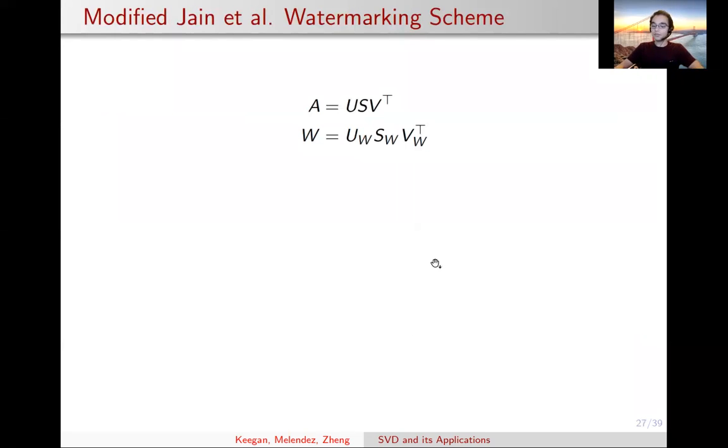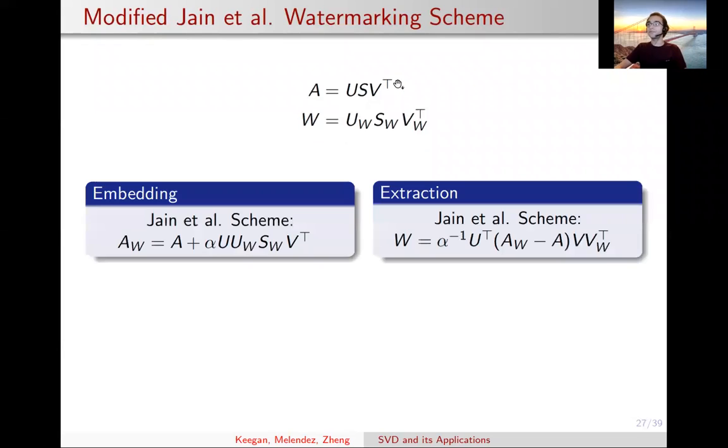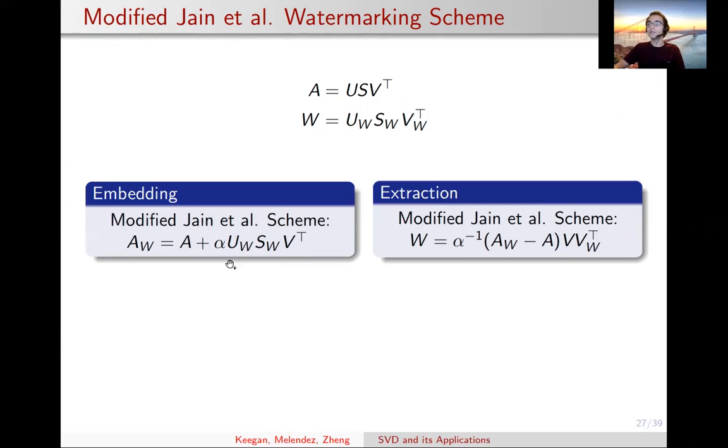In an attempt to remedy the issue with imperceptibility that we mentioned earlier, we proposed a modification to this Jain et al. watermarking scheme that will solve this issue. And so this is the alternative perspective that we looked at before for the Jain et al. watermarking scheme, adding a scalar multiple of this matrix. In our modification, what we do is we remove this pre-multiplied U from this additive factor. And this becomes our modified watermarking scheme.